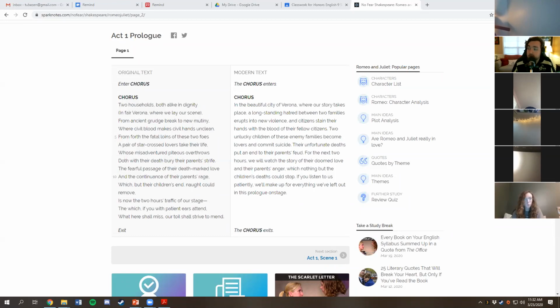So from these two families, a pair of star-crossed lovers take their life. So we already know these two people are going to fall in love and kill themselves, right? With their deaths, their parents are going to bury their argument. They're going to stop arguing because of their deaths, right?